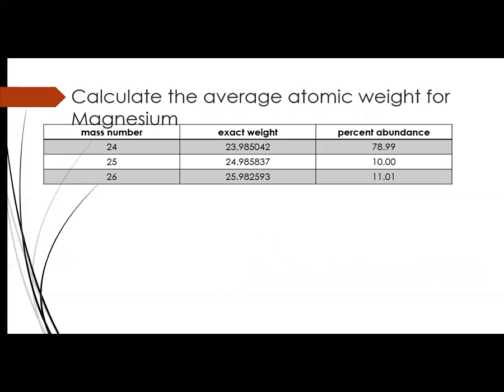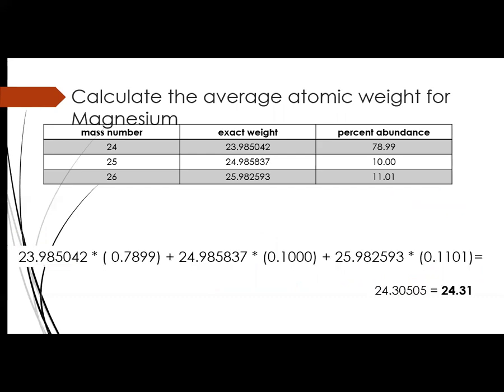I want you to go ahead and calculate the average atomic weight for magnesium using these values, and report that one out to 4 significant figures. We should have gotten 24.31. So you want to practice with those, make sure you understand how you find your weighted averages.